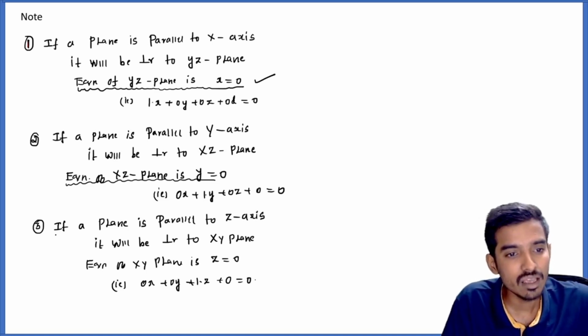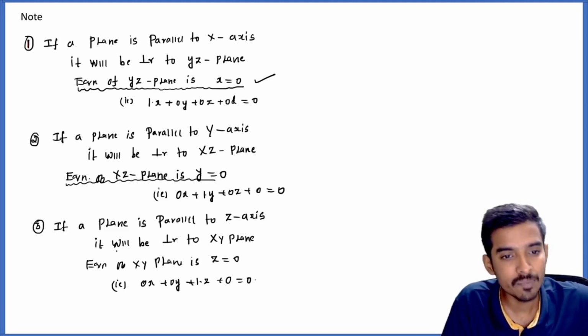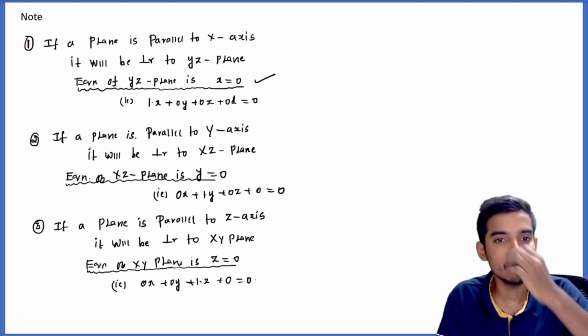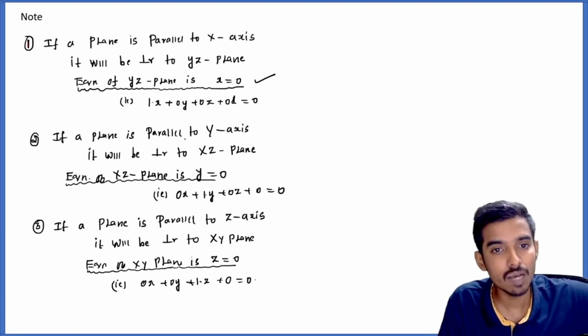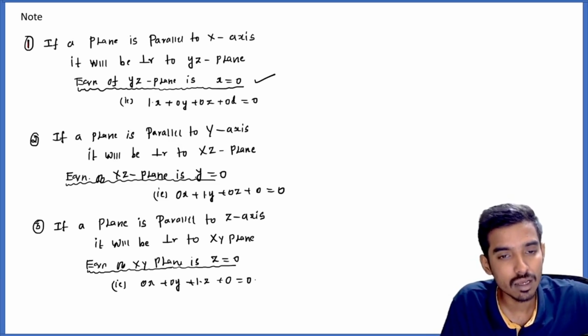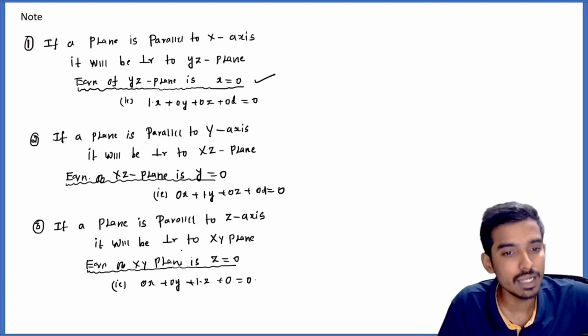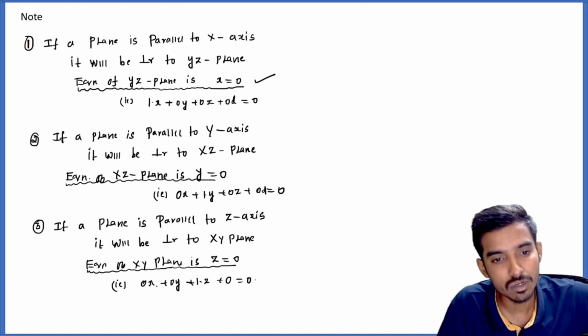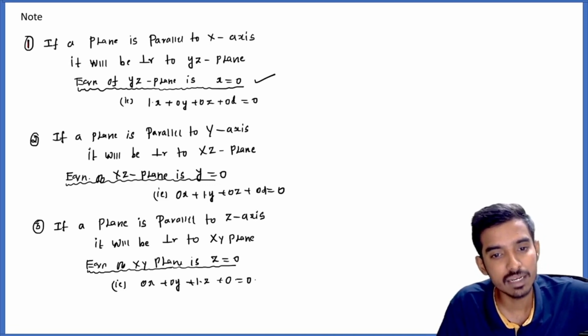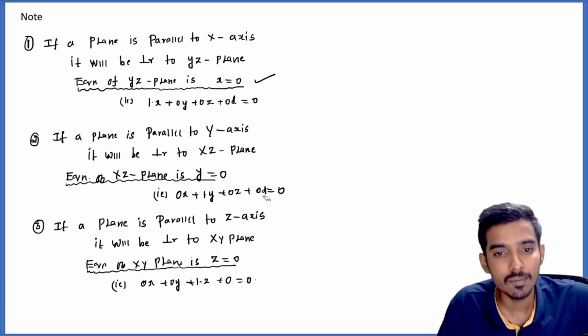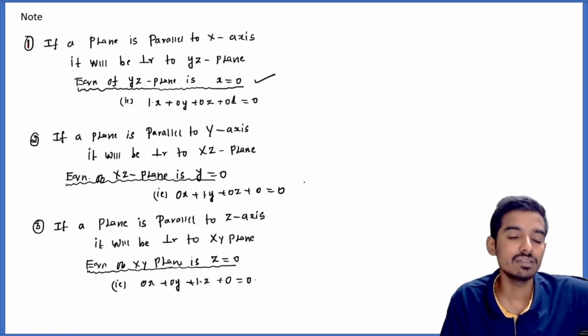And similarly, if a plane is parallel to the z-axis, it will be perpendicular to the xy plane. And what is the equation of the xy plane? It is z equal to 0. If you want to write that in the general equation of plane form, y equal to 0 means 0x plus 1 into y plus 0z plus 0d is equal to 0. Similarly, the equation of the xy plane is z equal to 0: 0x plus 0y plus 1z plus 0d is equal to 0. Right? ax plus by plus cz plus d is equal to 0. Very simple, very important.